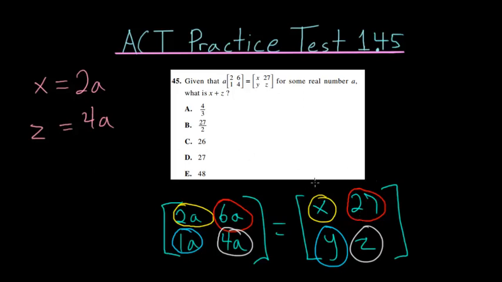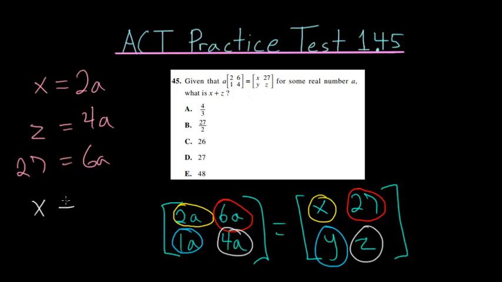And now we need to know what A is. And the only entry on this right-hand side of the equation that contains any kind of numerical value is this upper right entry here, this 27. And 27 would be equal to the 6A. So let's write that. That 27 is equal to 6A. So with this equation, we now have a way to actually figure out what A is. But our question asks, what is x plus z?